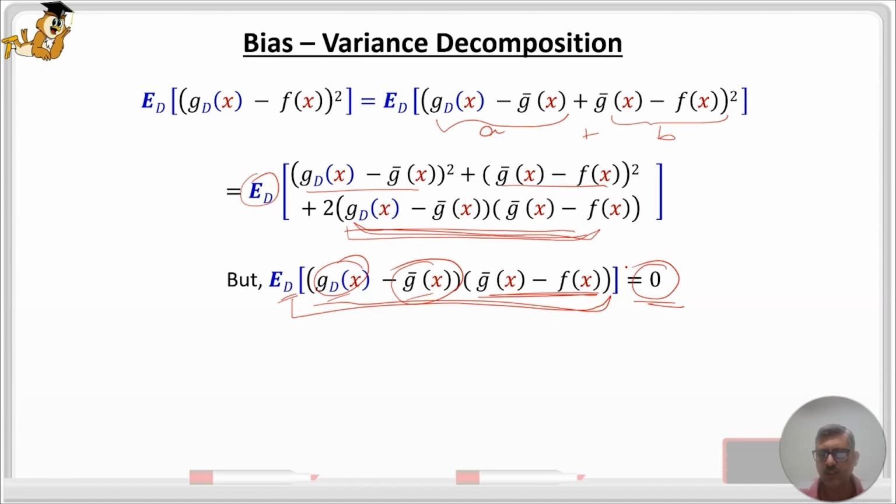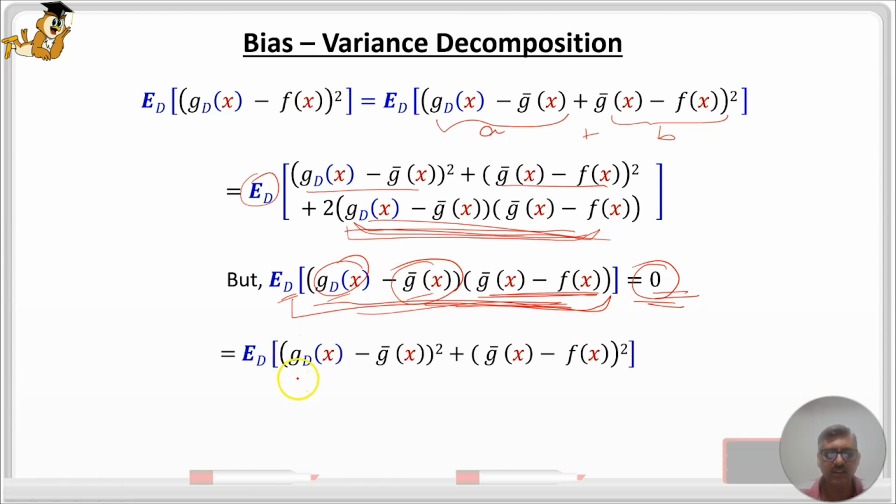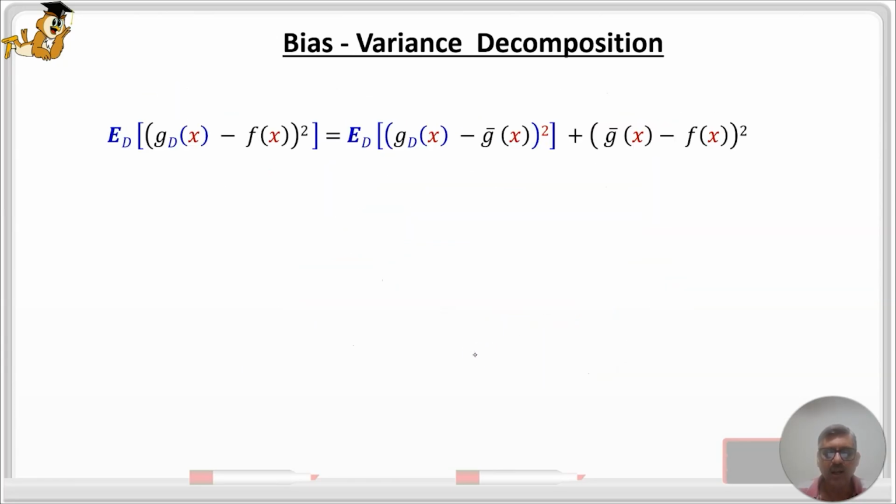Of course, I'm assuming you know that the expected value of a plus b is the expected value of a plus the expected value of b. That's exactly what I have done here, and this is 0. So the cross term is 0, and therefore what we are left with is just these two terms: the expected value over D of this square plus this square. And therefore I can simplify it further and take the expected value of both terms separately.